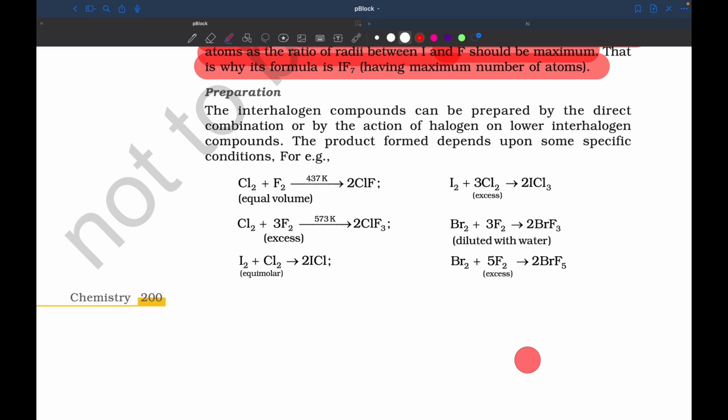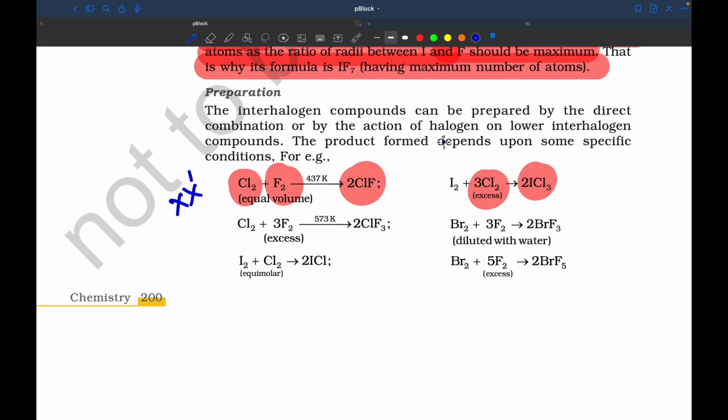Simple preparations are there. If you take equimolar chlorine and fluorine, we will get ClF. If chlorine is taken in excess, you will get the second type. The first one is XX' type.